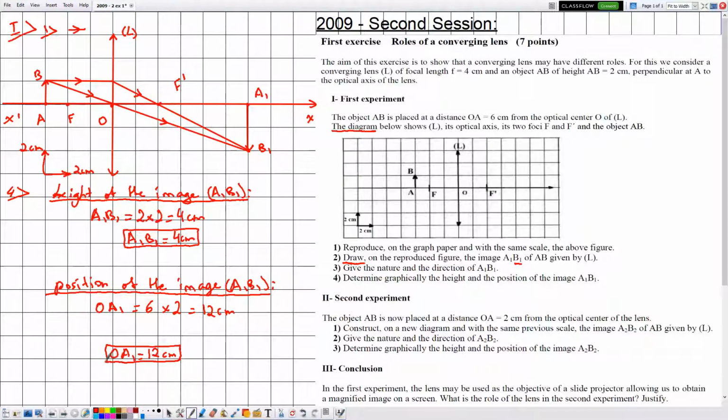Always, all quantities in physics must have a unit. Finally, it's a good habit to write our final answer in a box to make the task easier for the corrector to notice our correct answer. So this is it for the first experiment, which is the first part of this exercise.